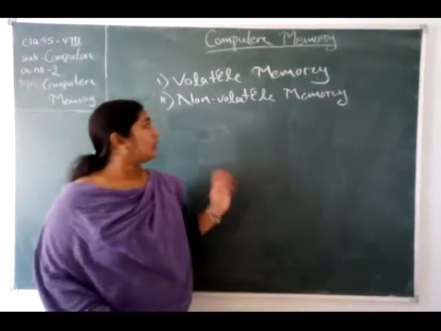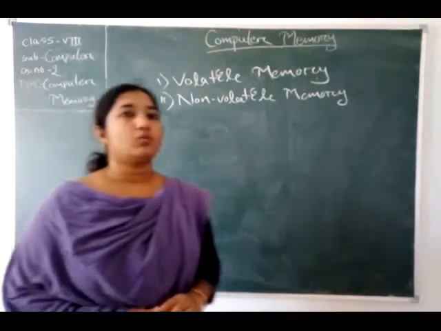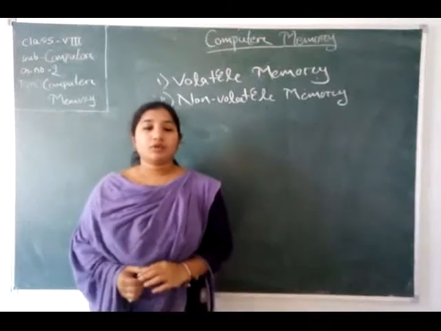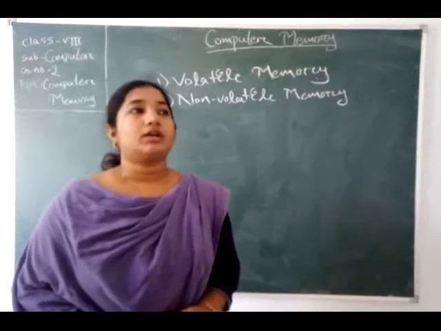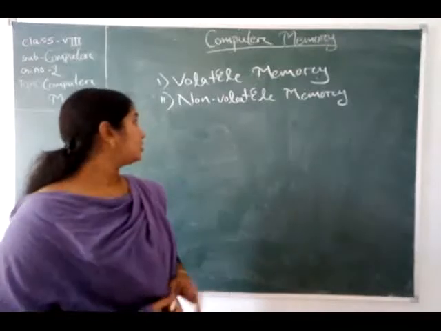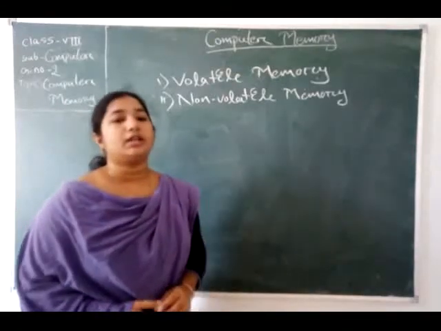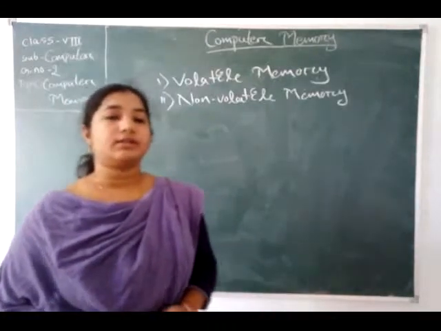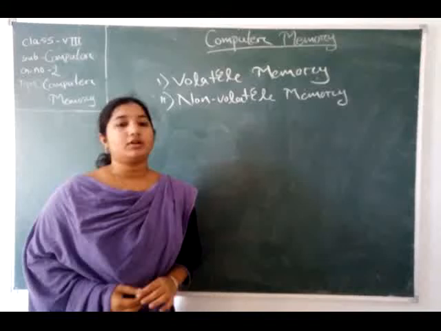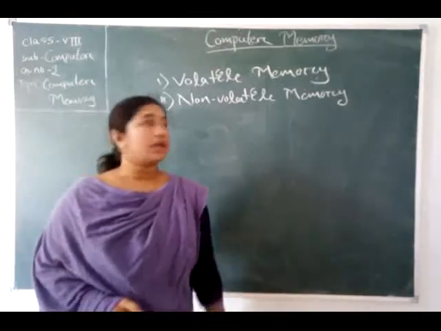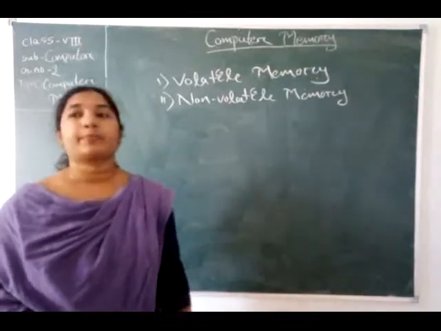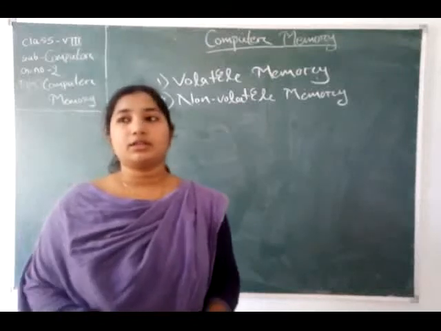Meaning when we are typing something in Word or Excel, if we don't save it and the computer goes off, then the document is erased. In non-volatile memory the documents don't erase and are stored by default in computer memory. So these are the two types of computer memory, and the next one is representation of memory.